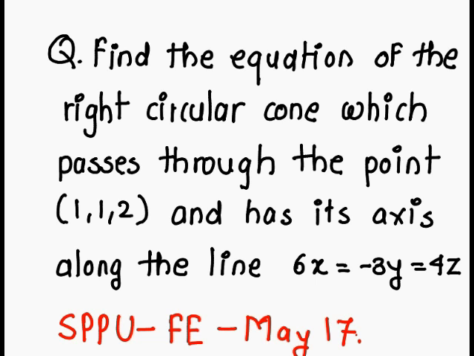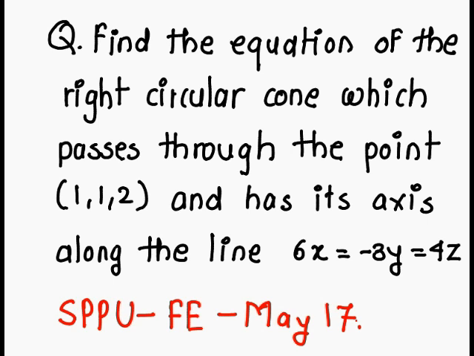Now before going to find it, this question was asked in SPPU Pune University for first year engineering in May 17. Find the equation of a right circular cone which passes through the point. That means they are given one point on the cone and has its axis along the line, means they are given the equation of an axis. So from this given information, we need to find an equation of a right circular cone.